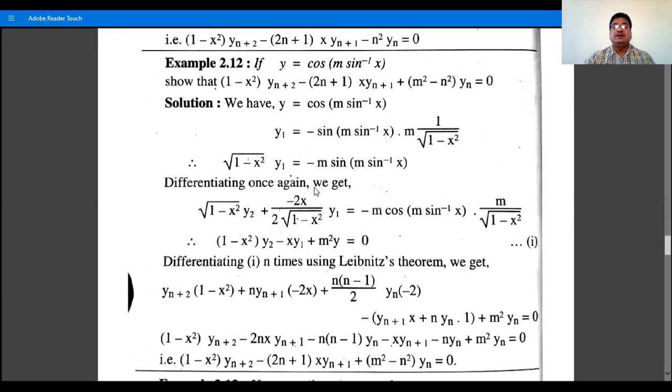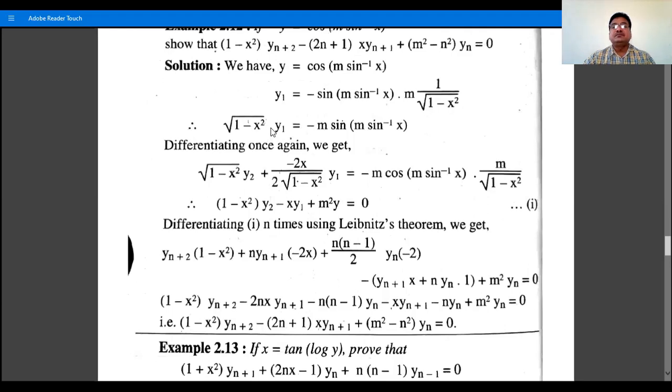Without squaring we again differentiate. So u into v rule. The derivative of y1 is y2 into root 1 minus x square, plus y1 as it is into the derivative of root 1 minus x square, which is what? 1 by 2 root 1 minus x square into the derivative of 1 minus x square, which is minus 2x. This is equal to the derivative of minus m, which is constant, and the derivative of sin(m sin inverse x) is cos(m sin inverse x) into the derivative of m sin inverse x, which is what? m as constant, and the derivative of sin inverse x is 1 by root 1 minus x square.